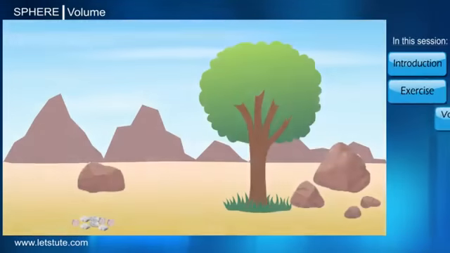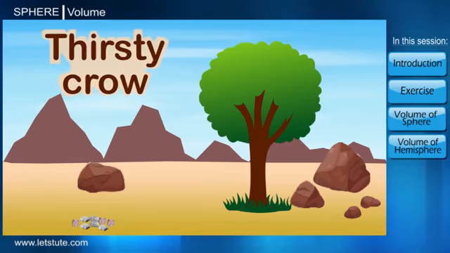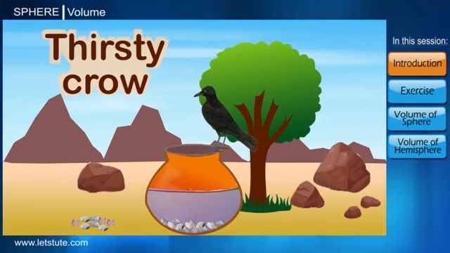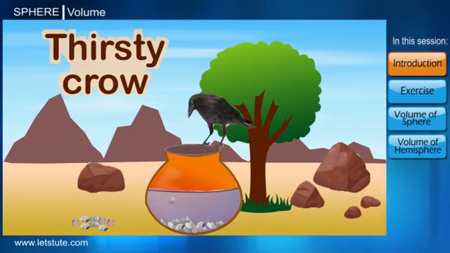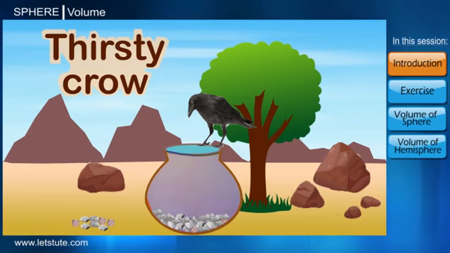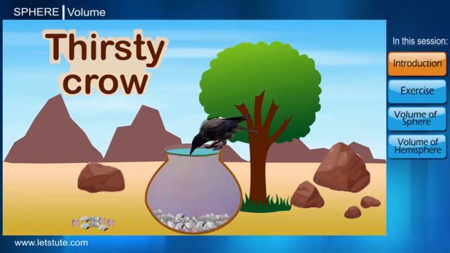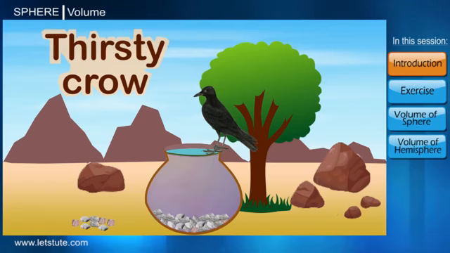Friends, we all have heard the story of the thirsty crow, where a thirsty crow comes across a pot that contains only a small quantity of water. So it dropped stones into the pot to raise the water level so that it could drink water. And the moral of the story was, where there is a will, there is a way.